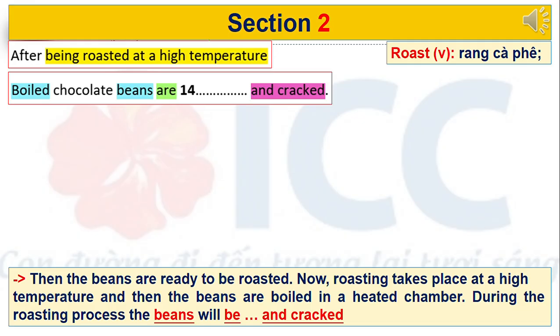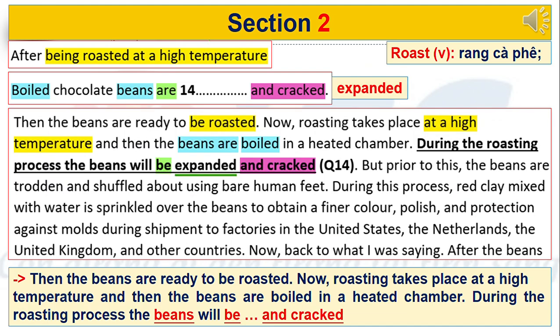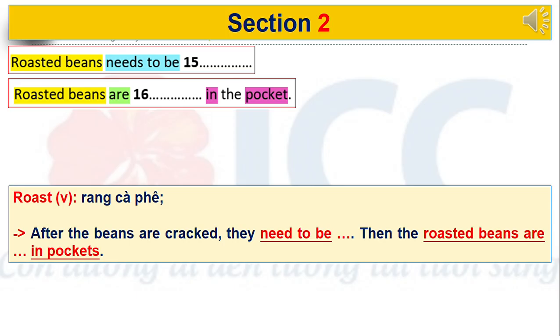During this process, red clay mixed with water is sprinkled over the beans to obtain a finer colour, polish and protection against moulds during shipment to factories in the United States, the Netherlands, the United Kingdom and other countries. Now, back to what I was saying. After the beans are cracked, they need to be cooled. Then the roasted beans are sealed in pockets.